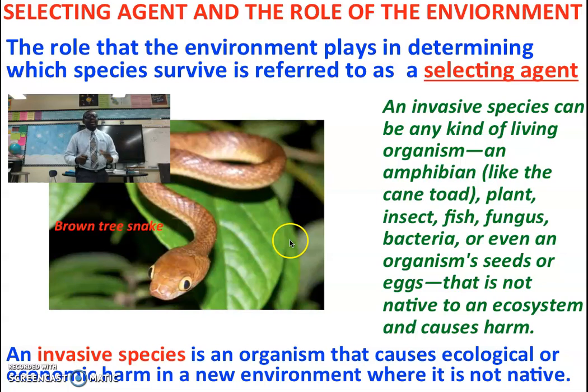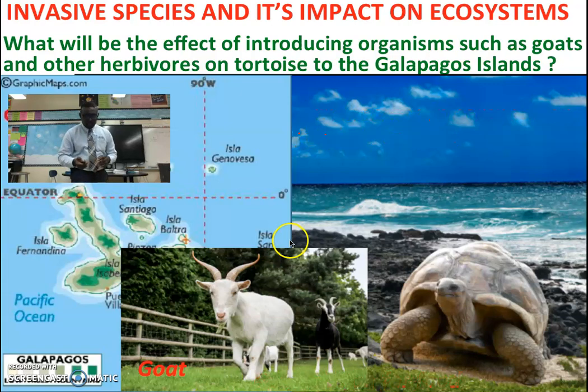So here we are looking at the environment acting as selecting agent. Selecting means it's choosing. Okay? The environment is playing the role of choosing or determining which species survive in an area. And this is known as selecting agent. Okay? So this role of the environment, we call it selecting agent. Okay? So let's do a quick recap.